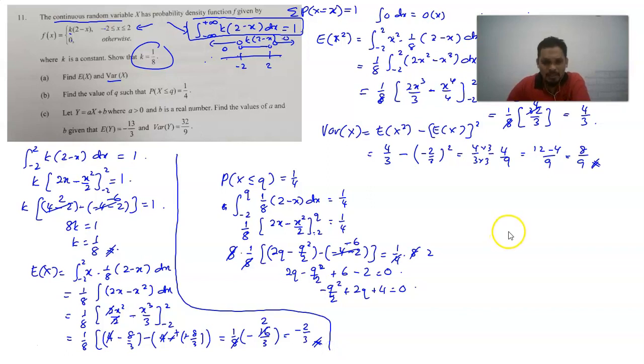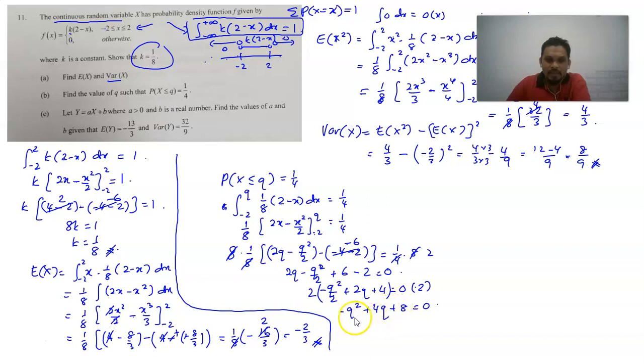So class, we are going to multiply with 2 for all the terms here, 1, 2, 3, 4. So multiply with 2 here and multiply with 2 here. 2 divided by 2 equal to 1. So then negative q squared plus 4q plus 8 equal to 0.